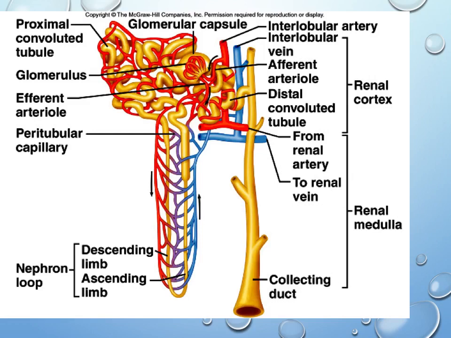The collecting tubule and collecting duct is only going to allow for a movement of materials due to hormone regulation, and in particular antidiuretic hormone, ADH, and aldosterone.